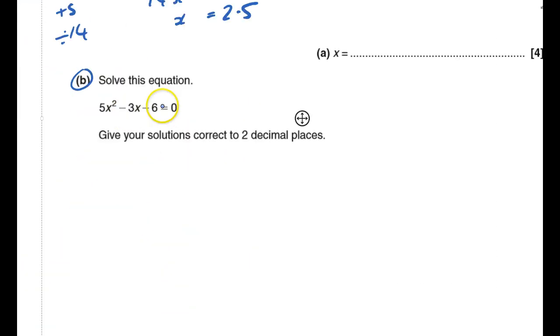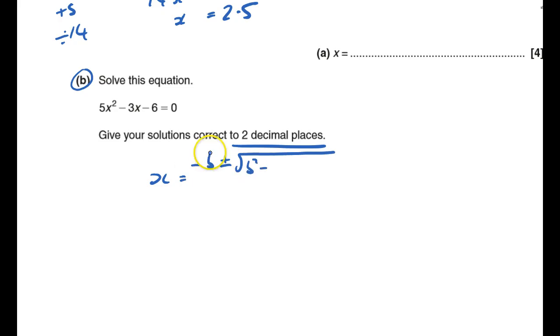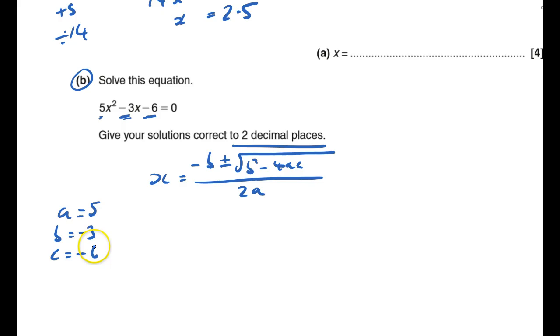It's a quadratic equation, and it says give it to correct 2 decimal places. So this is going to imply that I need to use the formula. If I can't remember, it's in the front of the book. Minus b plus or minus the square root of b squared minus 4ac all over 2a. And I need to know what a equals, b equals, and c equals. A is the coefficient of the x squared, which is 5. B is the coefficient of x, which is negative 3. And c is the number bit, which is negative 6.